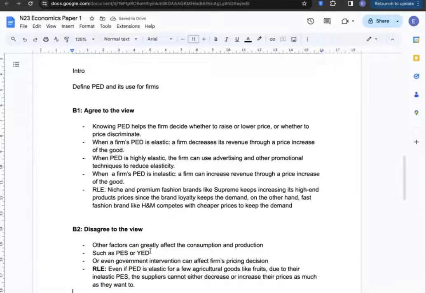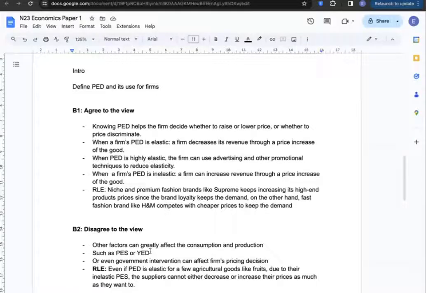Next, I can talk about disagreement to the view. Primarily, there are other factors which can greatly affect the consumption and production other than PED, such as PES-related factors or YED-related factors. Or even government intervention can affect firms' pricing decisions. The real-world example I can use would be this.